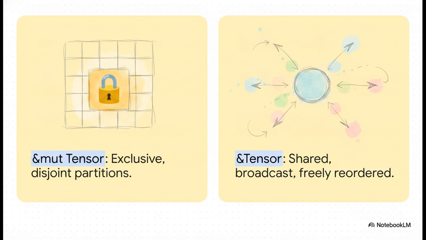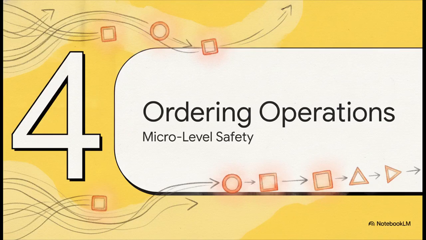By forcing all writes into these strict partitions, an entire class of bugs, like data races or messing up an index, are literally impossible to write. There's just no custom index for you to mess up. All right, part 4, tokens, ordering the operations for micro-level safety within the thread.